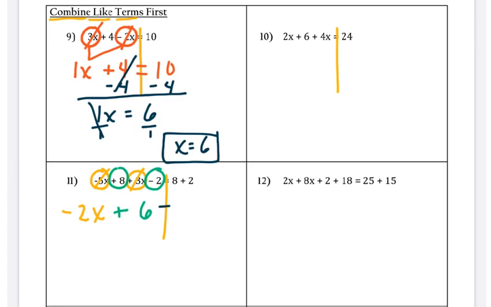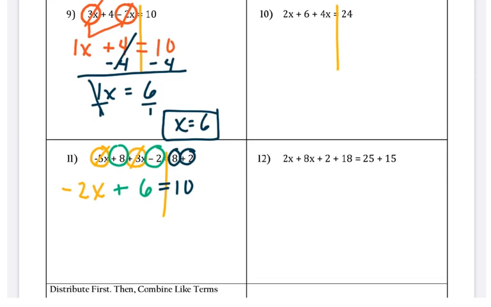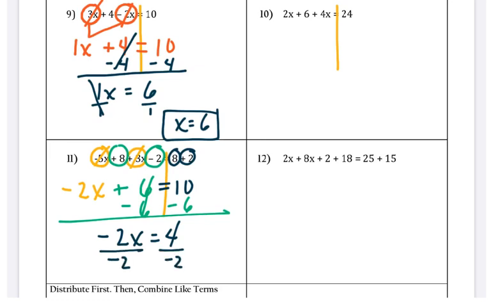I have more like terms. I have a positive 8 and a positive 2. 8 plus 2 is 10. So now it's a very easy 2-step equation. I'm going to subtract 6. Move that constant. That leaves you with negative 2x equals 4. I get x by itself by dividing. X equals 4 divided by negative 2 is negative 2.